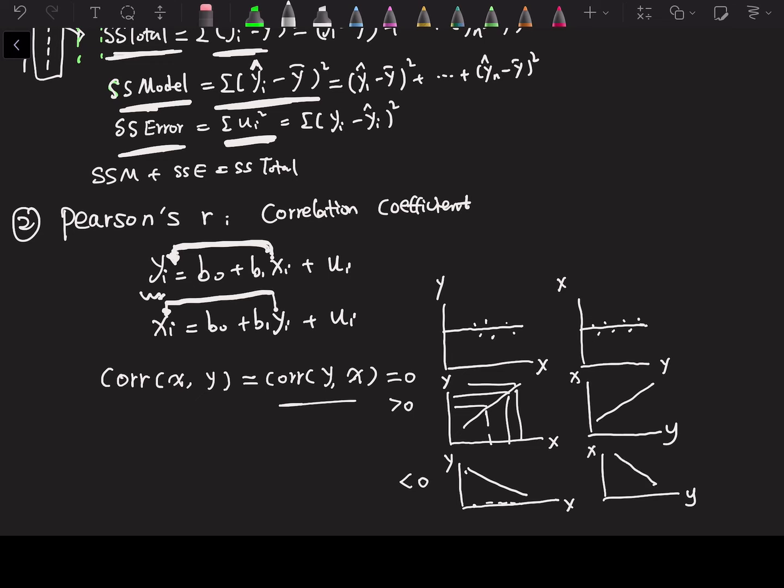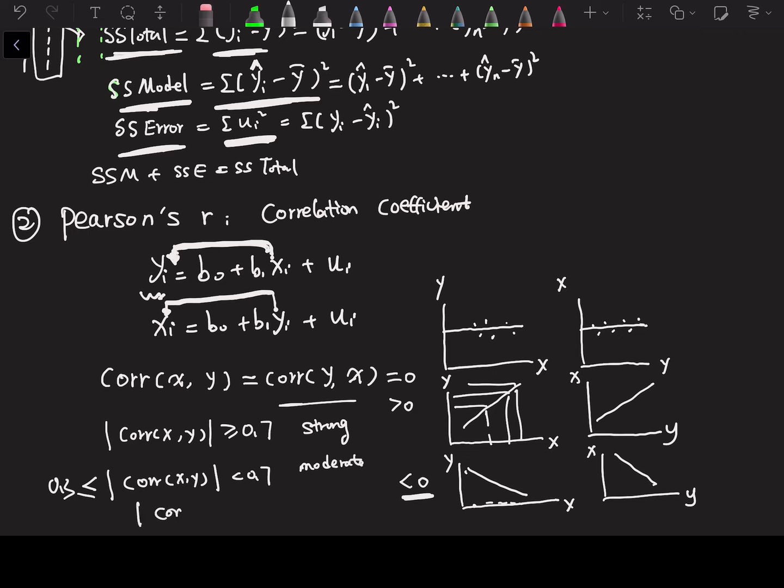By convention, or rule of thumb, if the absolute value of the correlation coefficient between x and y is greater than or equal to 0.7, we say they have strong correlation with each other. We use absolute value because it can take on negative values. If the correlation coefficient between x and y is greater than or equal to 0.3 and less than 0.7, normally we say they have a moderate correlation. If it is less than 0.3, we call this weak correlation.